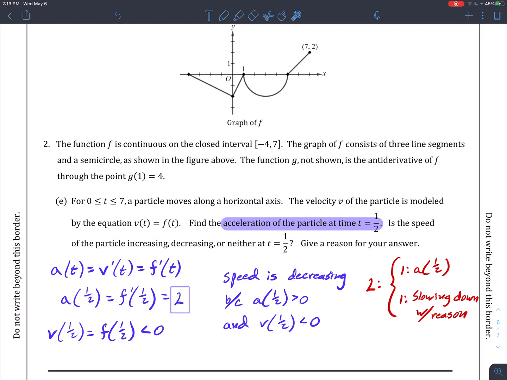If you're moving backwards and you press the gas pedal while you're in reverse, then you're going to speed up in reverse. If you're moving forward and you press the gas pedal while in drive, you're going to go forward. Again, speed and acceleration are the same sign. But if speed and acceleration have opposite signs, in this case, acceleration is positive while velocity is negative, then you're going to slow down. All right, so there's our explanation.